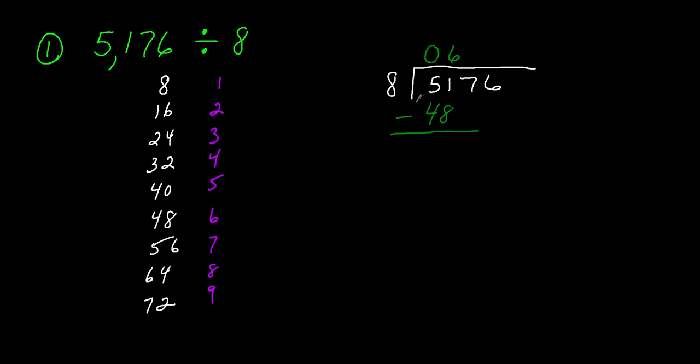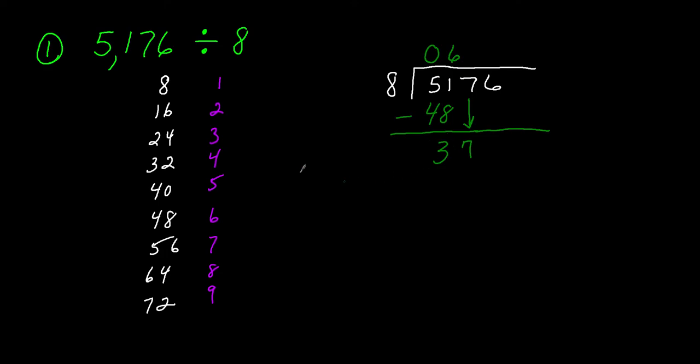And what do we get? What's 51 minus 48? Well, that's 3. And then the next step is just to bring down this number here, the 7. So bring down the 7, and then I continue this same process. I say to myself, how many 8s make up 37? Is there a 37 on this list?